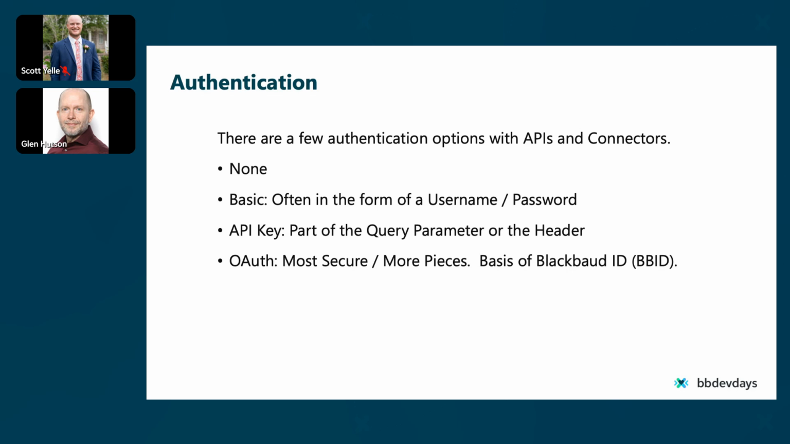Another key thing we'll be talking about that comes up not only with APIs, but in custom connectors, is the concept of authentication. There are a few authentication options with APIs and connectors. None, no authentication. Basic, oftentimes in the form of a username and password. API key, which is part of the query parameter or the header. And something called OAuth, which is the most secure, so there's more pieces to it. That's the basis of Blackbaud ID. So again, multiple different ways to secure that. We'll talk through a couple different options in a few moments.